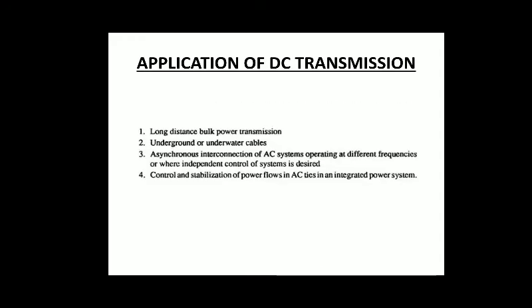Next we have applications of DC transmission. So what are the areas where we can apply DC transmission instead of AC transmission? One is long distance bulk power transmission, second is underground or underwater cables, third is asynchronous interconnection of AC systems operating at different frequencies or where independent control of the system is desired. Fourth is control and stabilization of power flows in AC ties in an integrated power system.